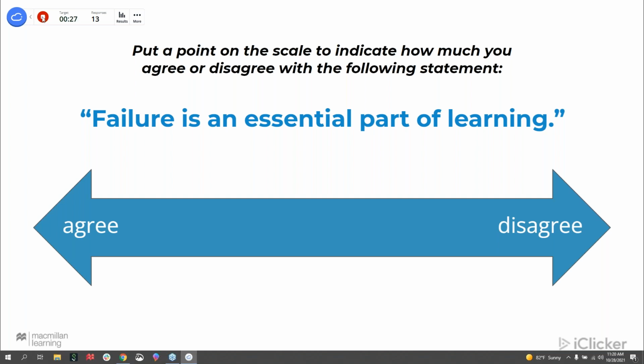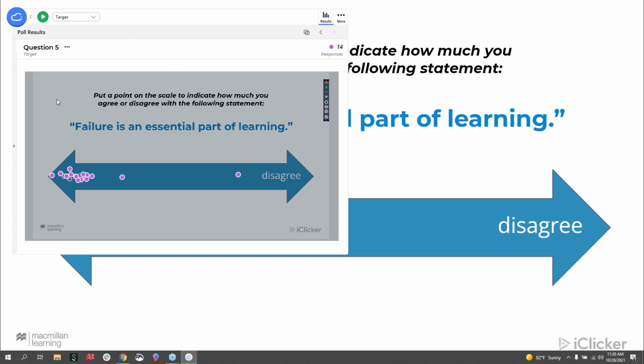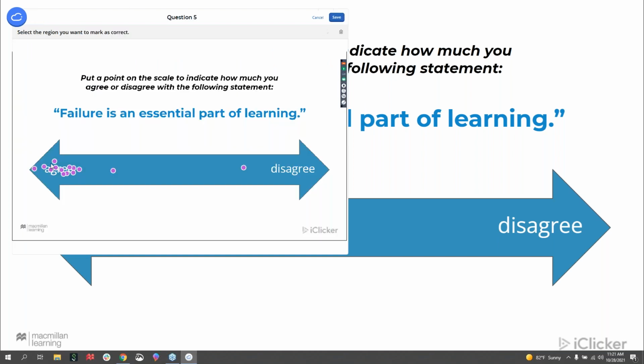It's great to have more people joining the iClicker session as we go along. 14, fabulous. All right, I'm going to go ahead and stop it now. And let's go ahead and look at our results. Okay, I can see that our group is really understanding that failure is an essential part of learning.